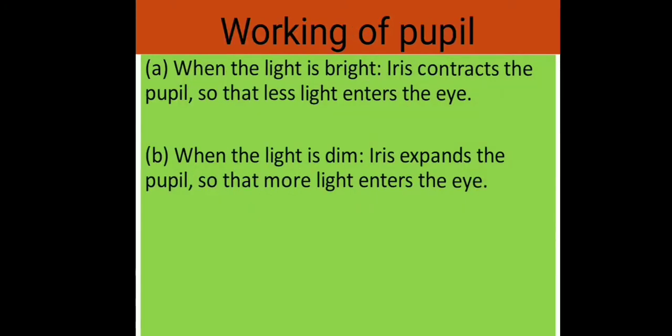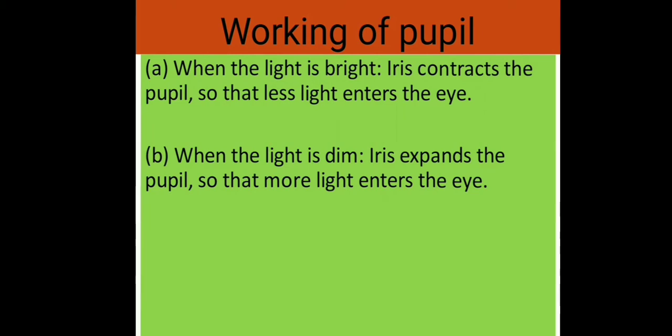Working of pupil. Students, you would have observed that when you come out of the cinema hall after watching the movie in the bright sunlight, your eyes get closed. And when you enter the hall from the bright light, you won't be able to see, and after some time, you would be able to see.